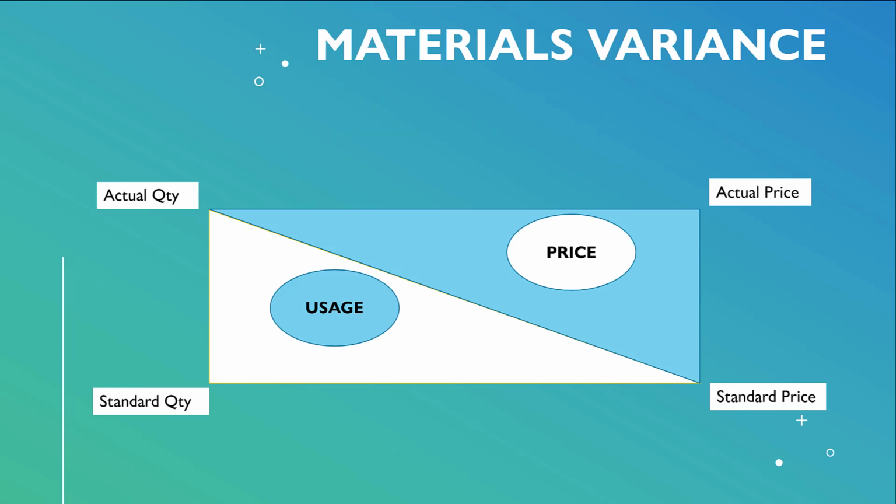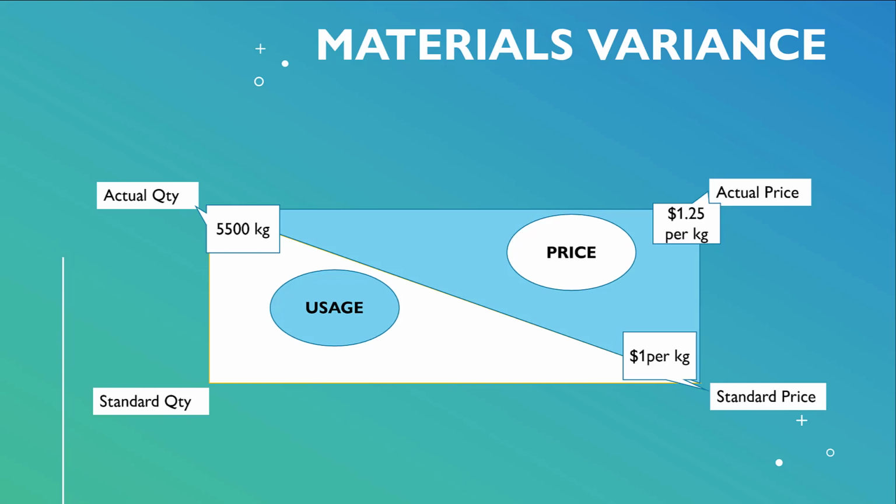Now we're going to introduce the 4 points. What are the values that we need on those 4 points? The first one is the actual price. We need to calculate the actual price from the actual cost divided by the 5,500 kilograms that we actually used, and that would be 1.25 per kilogram. The standard price was given to us in the cost card, and that was $1 per kilogram. And then we've got the actual quantity.